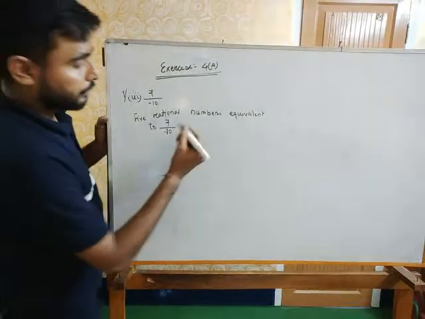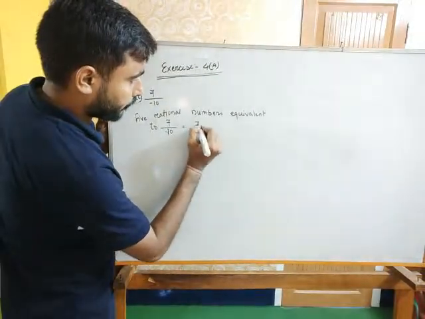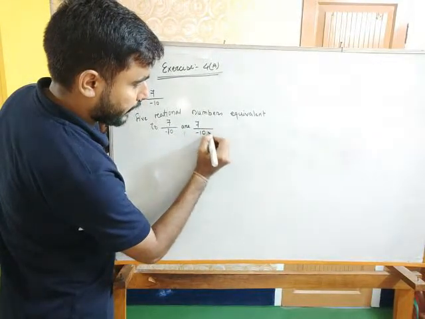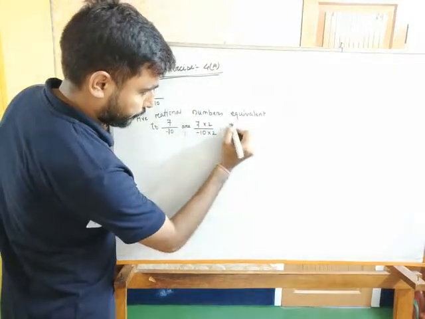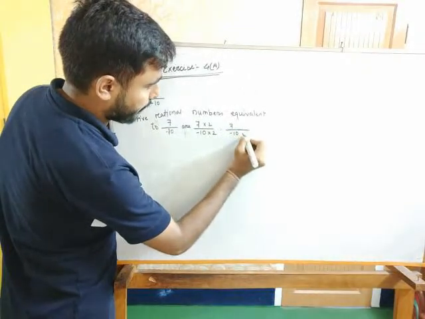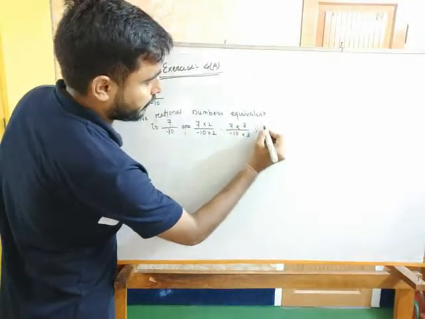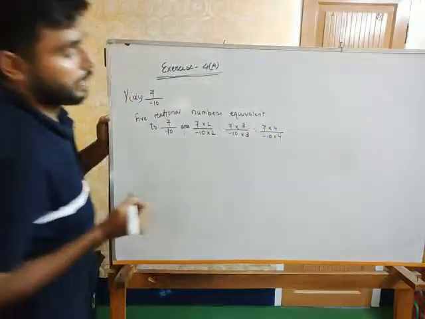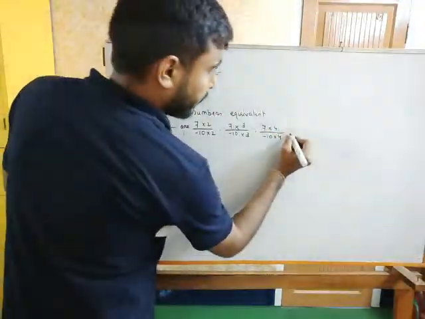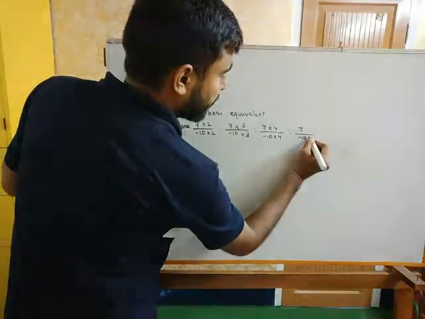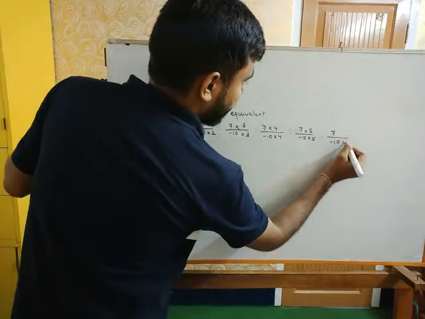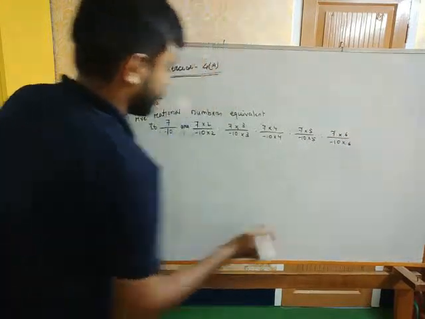Okay. So we'll write minus 7 by 10 into 2 into 2. 7 by minus 10 into 3 into 3. 7 by minus 10 into 4 into 4. Then 7 by minus 10 into 5 into 5. 7 by minus 10 into 6 into 6.